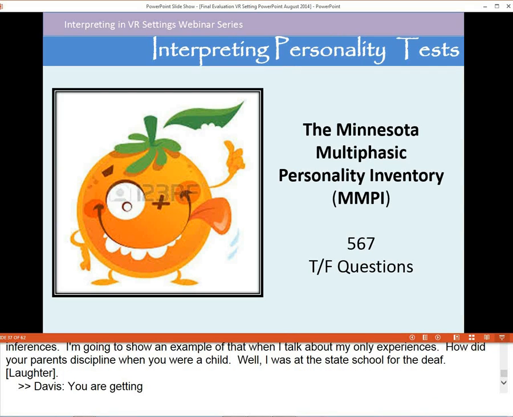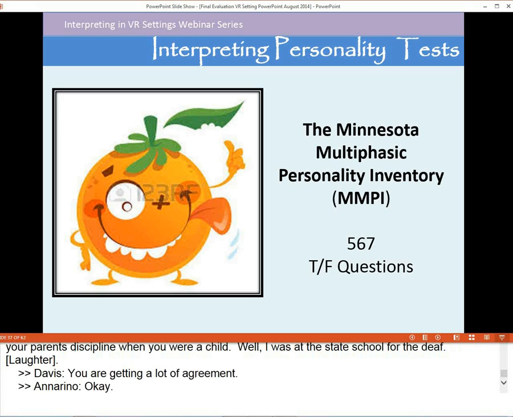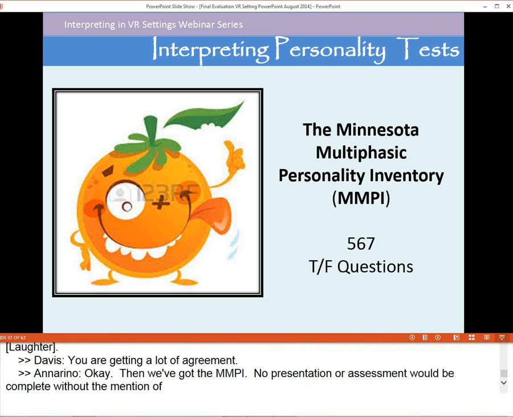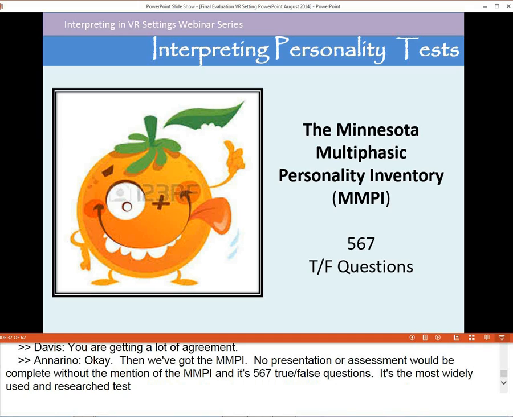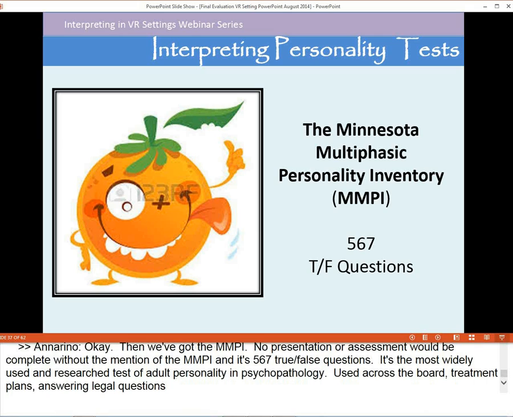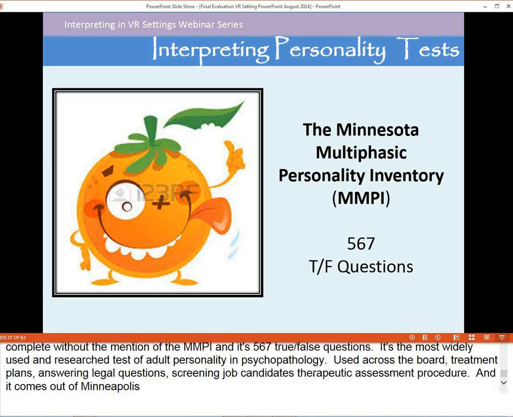Okay. And then we've got the MMPI. No presentation or assessment would be complete without a mention of the MMPI and its 567 true-false questions. It's the most widely used and researched test of adult personality and psychopathology. It's used across the board: treatment plans, answering legal questions, screening job candidates, therapeutic assessment procedure. And it comes out of Minneapolis, or Minnesota, just in case you're wondering.